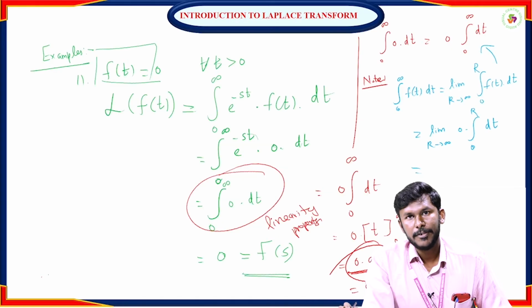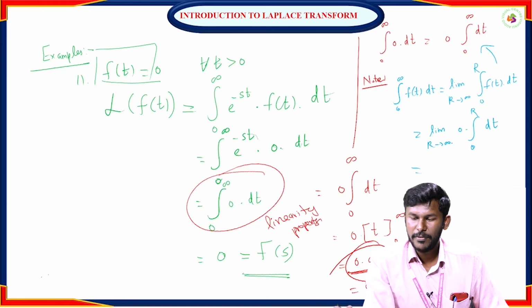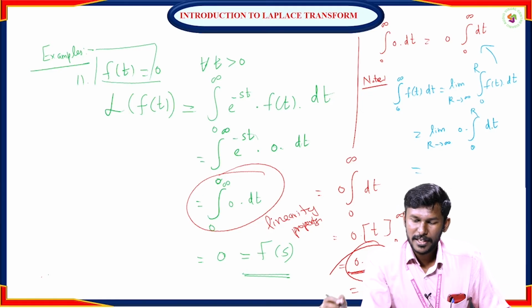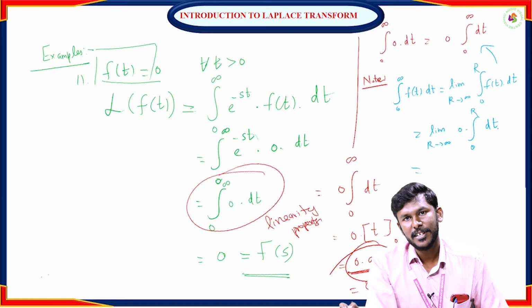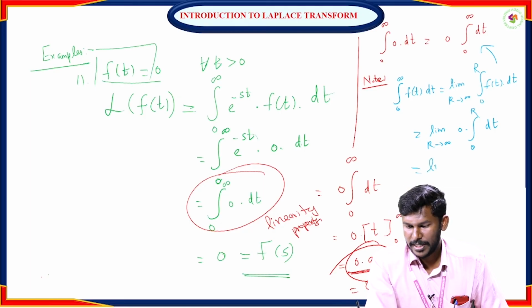of dt. After that, the integral of dt is t only. So the limit r tending to infinity of 0 times t from 0 to r.